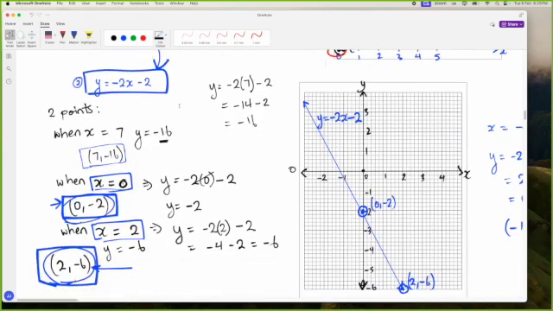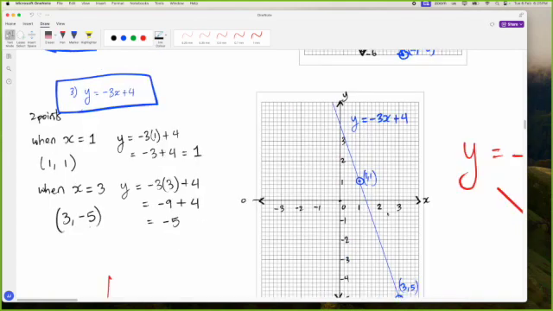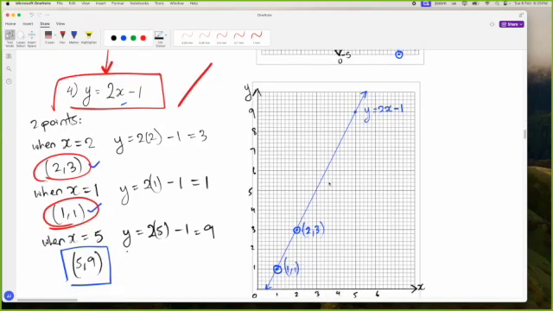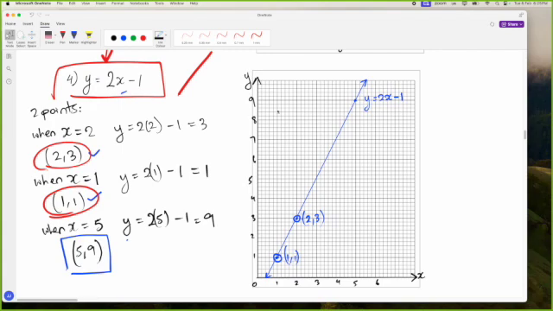Look at this one. C here is minus 2. So the line is cutting the y-axis, which is the vertical axis, at minus 2. Look at this one. C is equal to 4. And you can see that the line cuts the y-axis up here at 4. Look at this one. C is equal to minus 1.